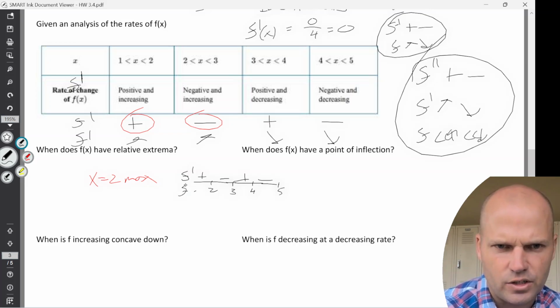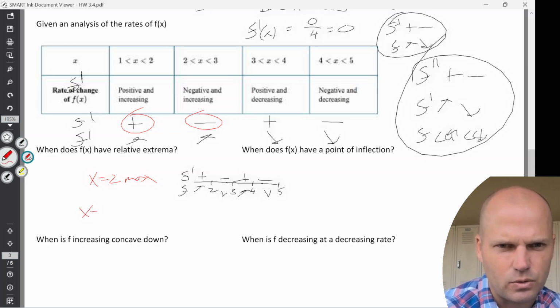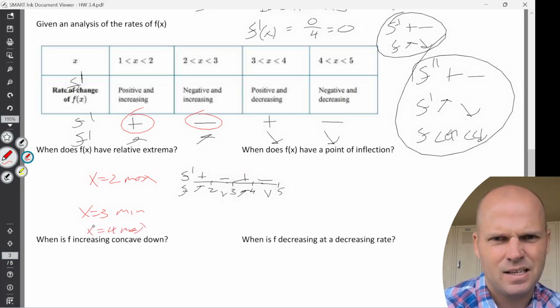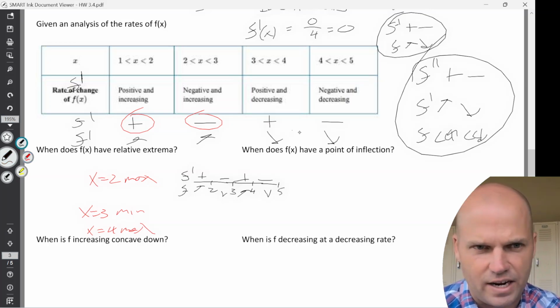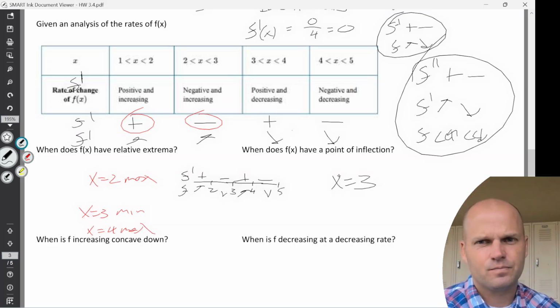So f is going to go up, down, up, down. So x equals 2 is a max, x equals 3 is a min, x equals 4 is a max. When does f have a point of inflection? When f's slopes change direction. So that's going to be at x equals 3.